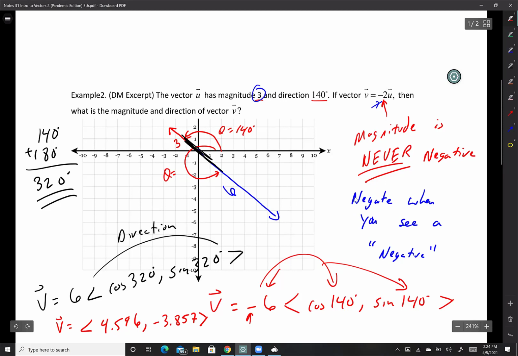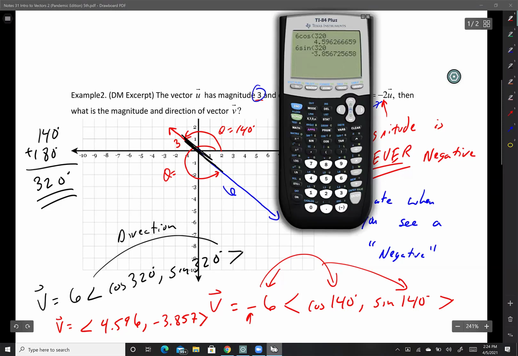Now I want you to notice, if I distribute that negative 6 times cosine 140, I get that same number, 4.596. Negative 6 cosine 140, and there it is, 4.596, same number, guys. Negative 6 sine 140 gives the same y value, negative 3.857. Same thing, guys.